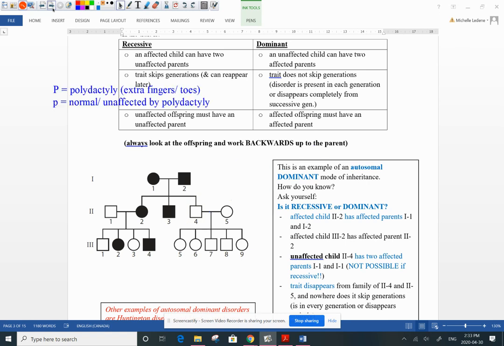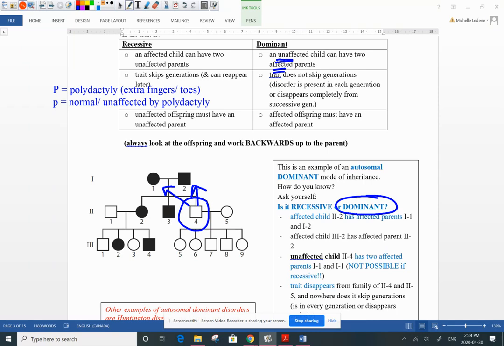The thing that you'll find in dominant is that it's the exact opposite of recessive. A child who does not have the trait, yet both parents do. And so how can that be? Well, it has to be a dominant allele causing this trait. Unaffected child, yet both parents are affected. Again, that's not possible if it's recessive.